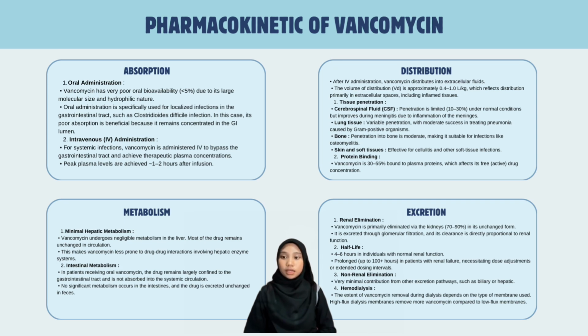In this case, its poor absorption is beneficial because it remains concentrated in the GI lumen. Second is the intravenous administration. For systemic infections, vancomycin is administered IV to bypass the gastrointestinal tract and achieve therapeutic plasma concentrations, where the peak plasma levels are achieved 1 to 2 hours after infusion. Next is the distribution of vancomycin.